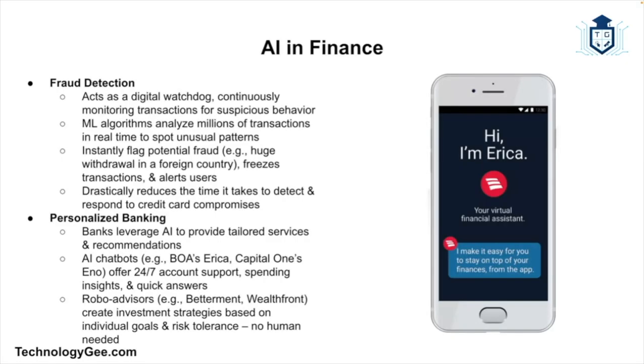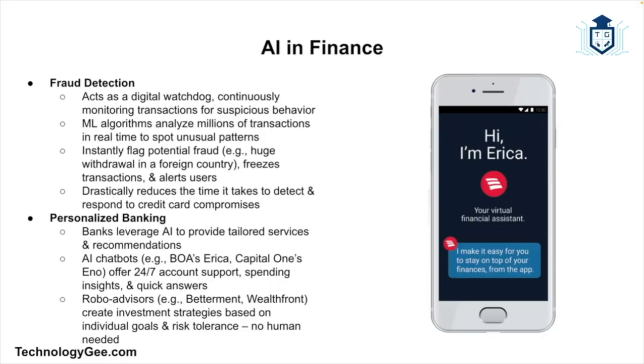Now let's talk dollars and cents. The finance world has embraced AI in a big way, and it's reshaping how we bank, invest, and fight fraud. And speaking of fraud detection, AI is like a digital watchdog, keeping an eye out for suspicious behavior. Machine learning algorithms can analyze millions of transactions in real time to spot patterns and detect fraud. So if something looks off, like a huge withdrawal in a foreign country, AI can freeze the transaction and alert the user instantly. So there's no more waiting days to find out your credit card was compromised.